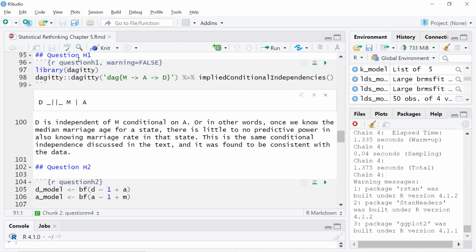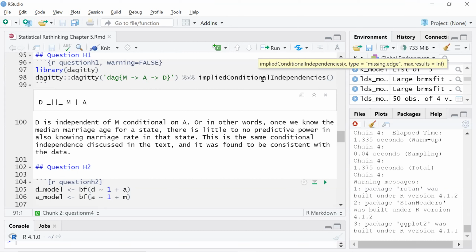So anyways, H1. There's two different packages you can use: the dagitty package and ggdag, or maybe it's dagify. Even though this is maybe not quite as tidyverse friendly, I liked this because it was really easy to call the implied conditional independencies.